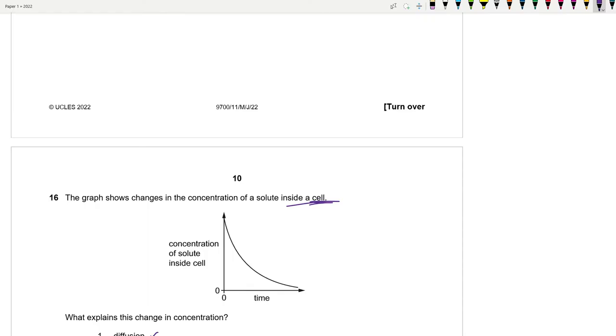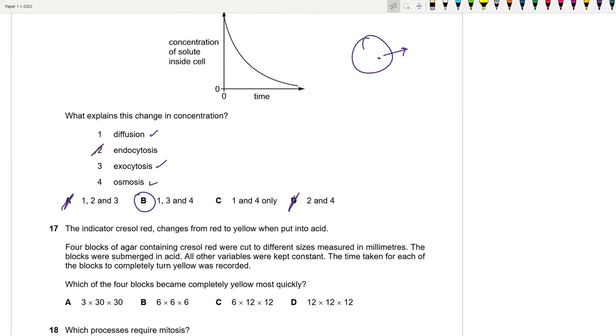So 3, exocytosis, true. Exocytosis gets rid of something from inside the cell. So this is right. Osmosis may also be correct. Okay, 1 and 4 are true for both things, either into the cell or outside the cell. But here the main factor was endocytosis has to be false because we are measuring the concentration inside the cell. Endocytosis will actually increase the concentration inside the cell, but here we are actually decreasing it. So our answer is in fact 16 is B because 2 is wrong only.